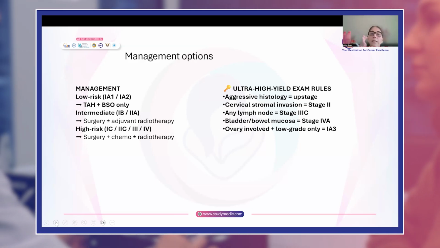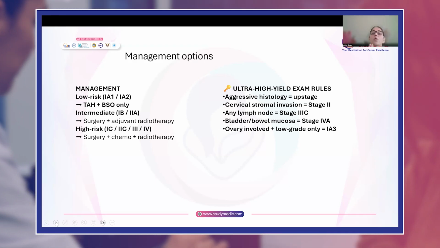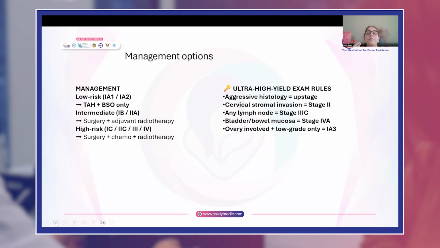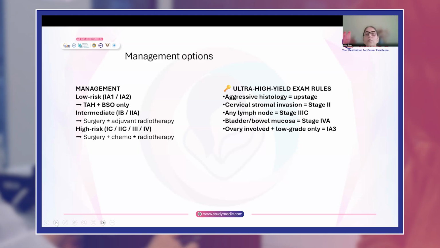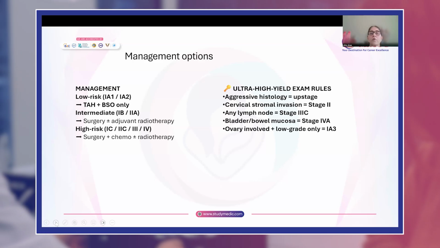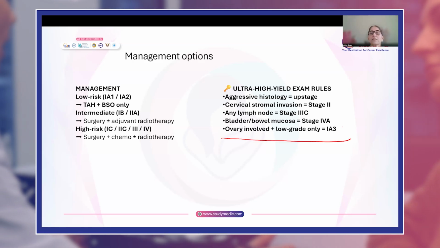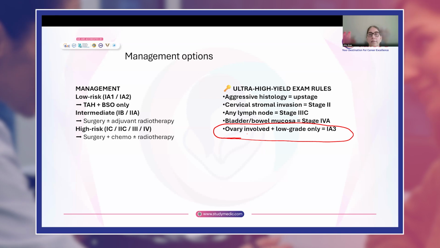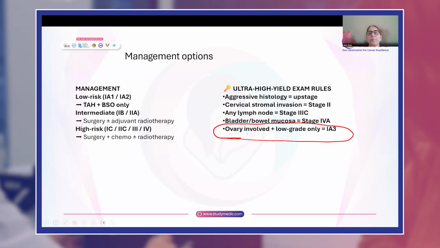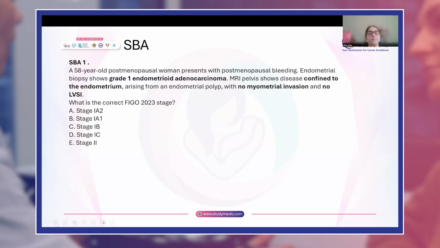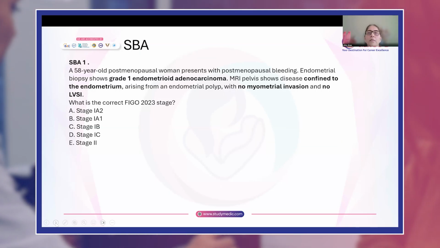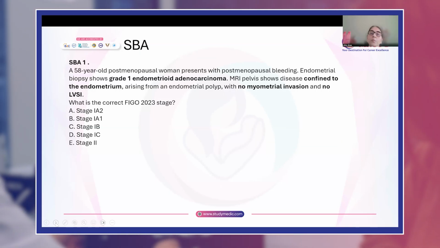But remember, at that point of time, see what is the histological type. If it is non-aggressive or it is endometrioid grade 1 or 2, even though the ovary is involved, it still becomes stage 1A3. Okay, very important point to remember when you are answering the SBAs. Now let us see a few typical SBAs that you could be asked in your exam.